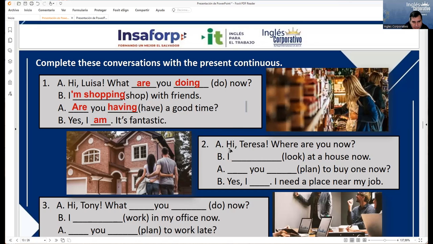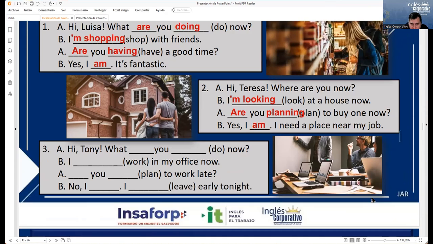It's fantastic. Hi, Teresa, where are you now? I'm looking at a house now. Are you planning to buy one? Yes, I am. I need a place near my job.